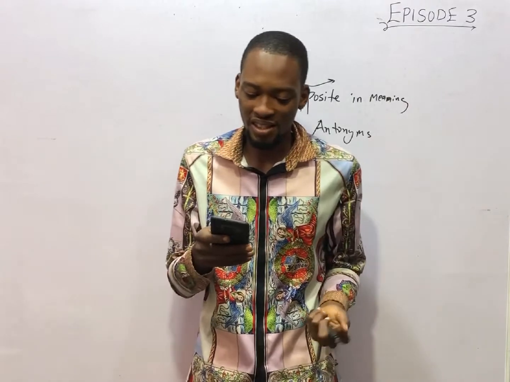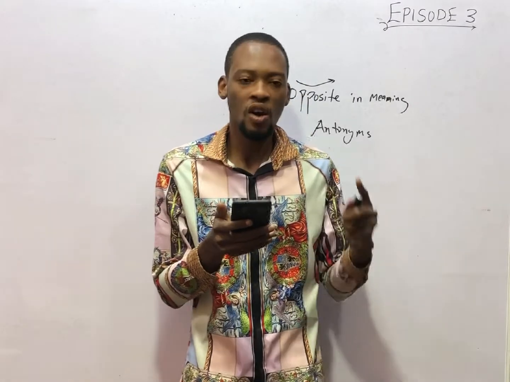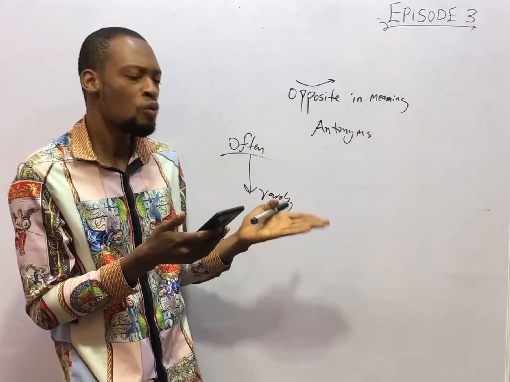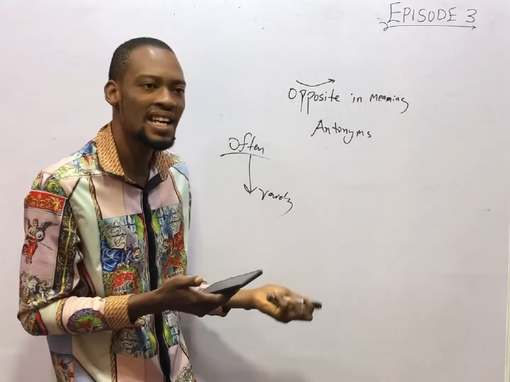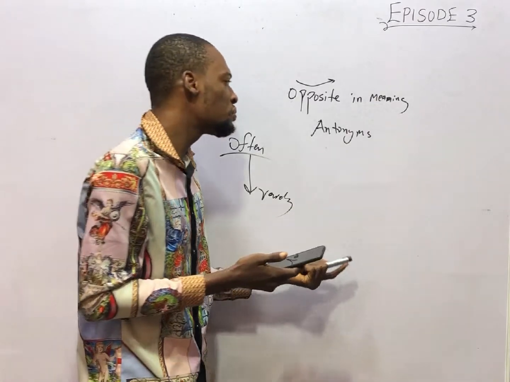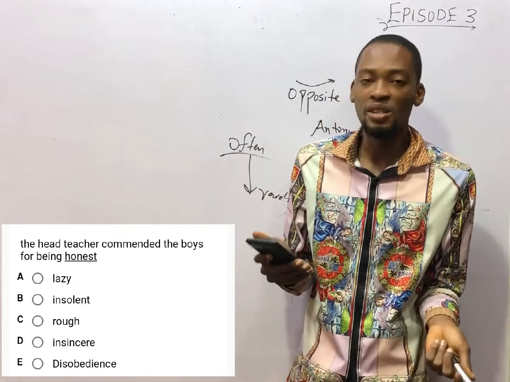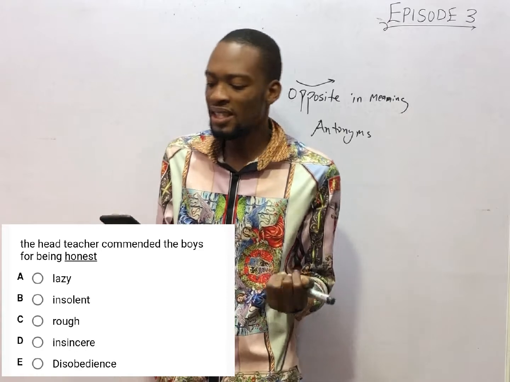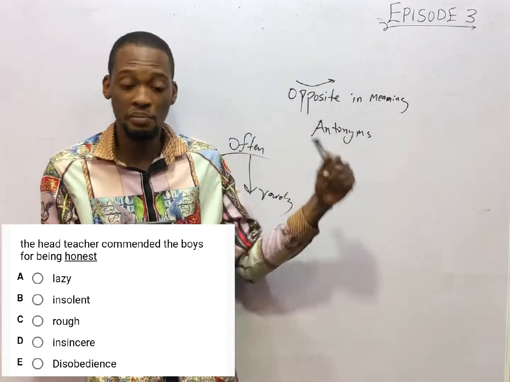And the next question says, the head teacher commended the boys for being honest. Honest is underlined. What does it mean to be honest? Honest simply means to be sincere, to be truthful, right? So what should be the opposite of honest? The opposite should be maybe to lie, to be insincere. Option A says lazy. Lazy and honest don't even have anything in common. They are not synonyms, and they are not opposite in meaning.